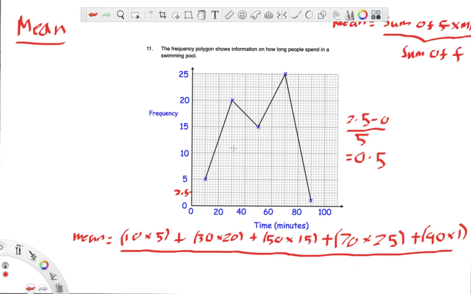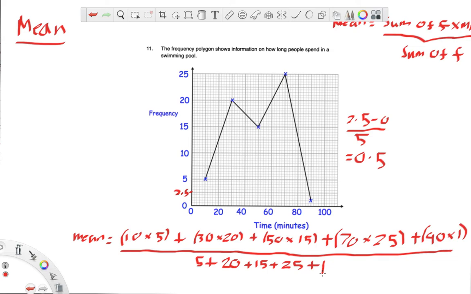And doing that, well, that will be 5 plus 20 plus 15 plus 25 plus 1. We established that one on the bottom was 1. I would now just go ahead and put all of that into your calculator exactly as I've written it, and that will give you the right answer.